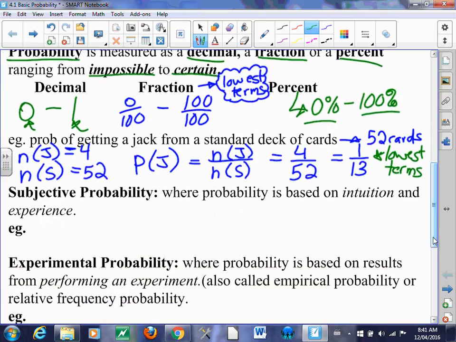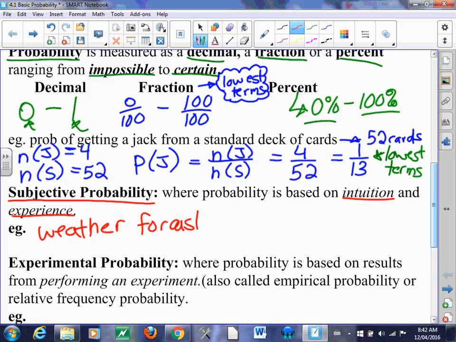Perfect. Now we're going to go over some different types of probabilities here, folks, and I'll give you an example for each. Subjective probability is where the probability is based on intuition and experience. The prime example for this is a weather forecaster, especially if someone's tracking a possible tornado, for example. They have some intuition of what the weather patterns look like to make it, or a big storm front coming in. That's based on intuition and experience.